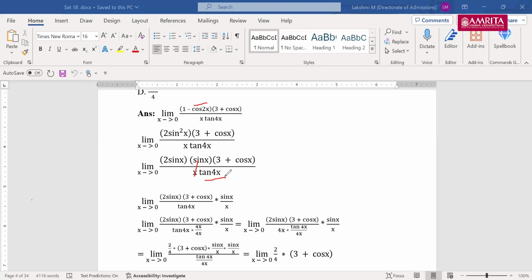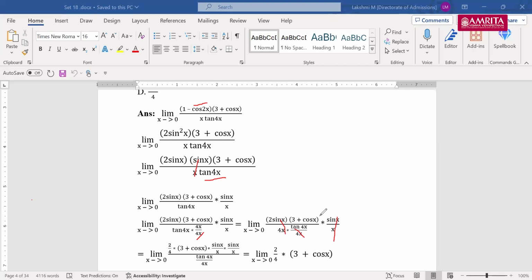If I want to change this tan, if I want to remove this term, what I have to do is just multiply and divide it by 4x. Then only I'll have the solution. So with tan 4x, I have multiplied and divided it with 4x. So there is 2 by 4 here. The sin x by x is here, and this becomes tan 4x by 4x. So this is gone, and sin x by x is also there.